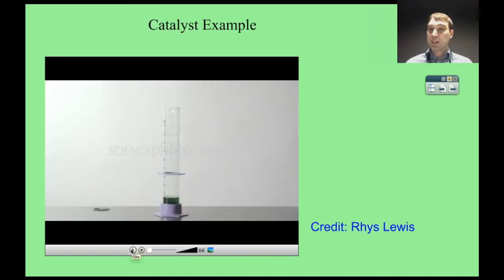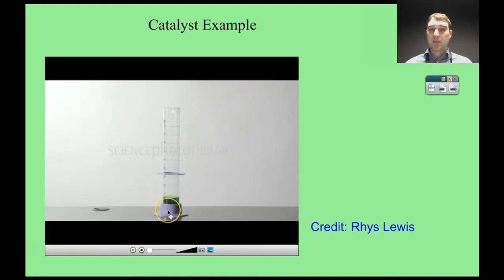So let's have a look at an example of a reaction with a catalyst. Down here we have a solution of hydrogen peroxide, and in there's some detergent to capture the bubbles. This is reacting, but it's reacting very slowly. The hydrogen peroxide is turning into water and oxygen. Now this reaction happens at room temperature. Light can kick off this reaction as well, so a little bit of energy from light can make this reaction occur as well.